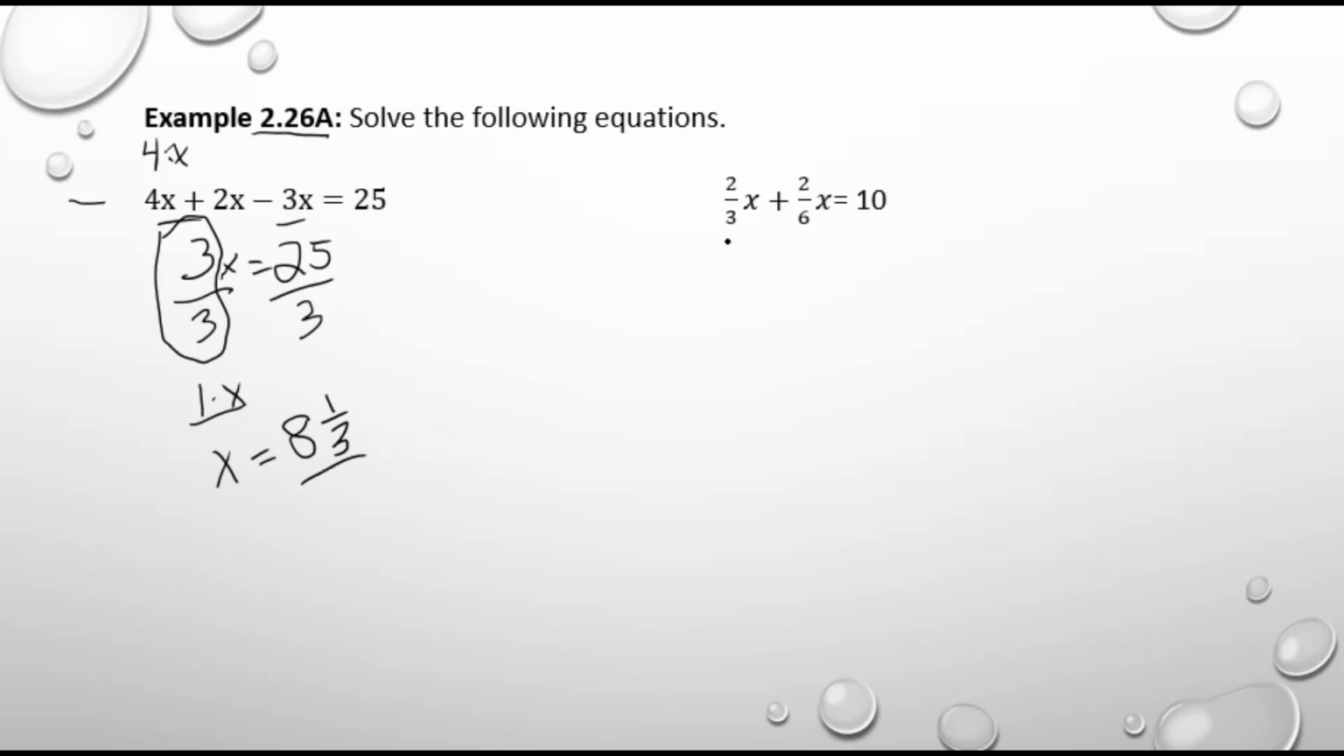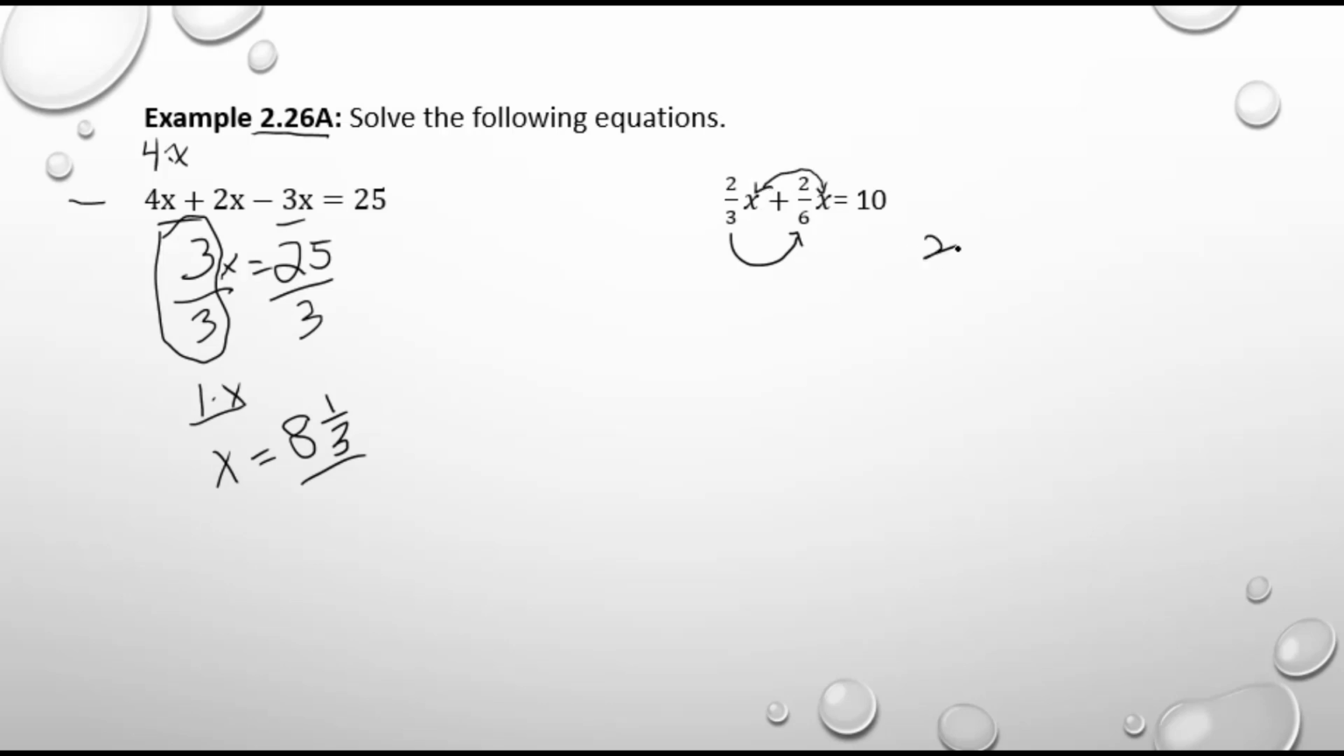This is the same thing, it just involves fractions. I have 2/3 and 2/6. 2/3 of these, 2/6 of these. These are the same things, so I can add them. If this was 2/3 x plus 2/6 y, there's nothing I can do, because I can't add things that are not the same. Right? You can't add cats and dogs, but they are the same.